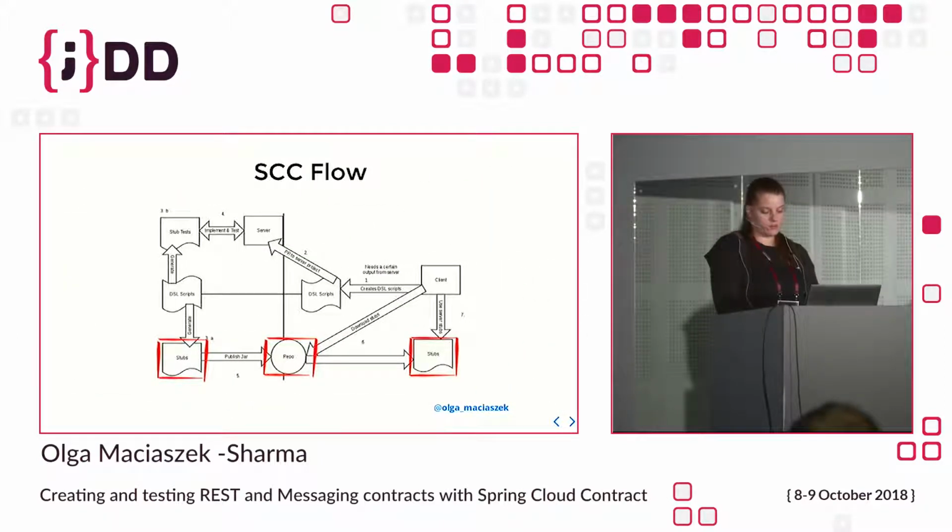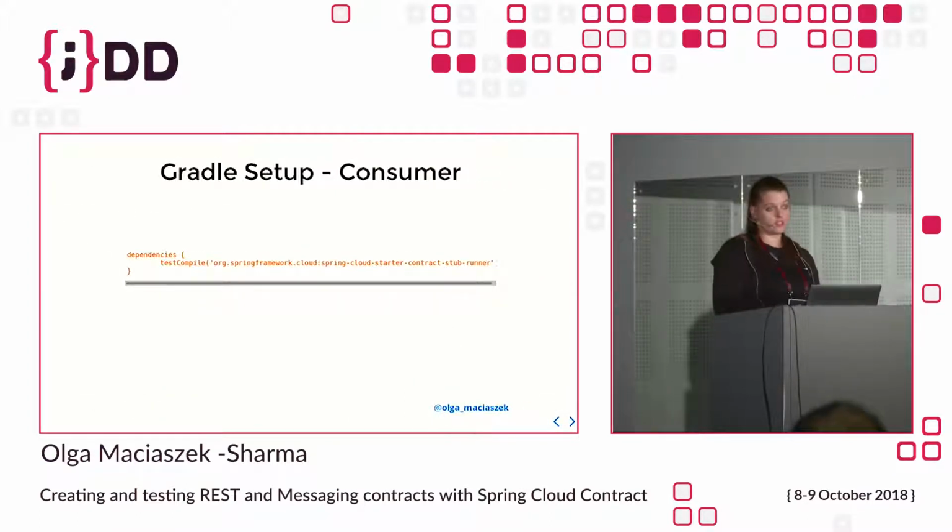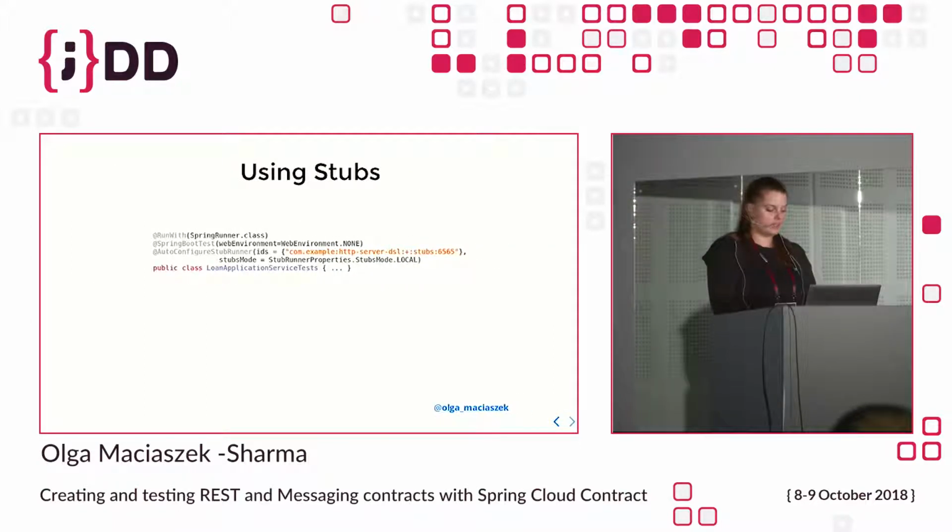Yeah, so now the consumer can start downloading and using these stubs. And for the consumer setup, it's even easier. It's just one dependency that we need to add, Spring Cloud Starter for contract stub runner. And when we add it, we have some functionalities that we can use.